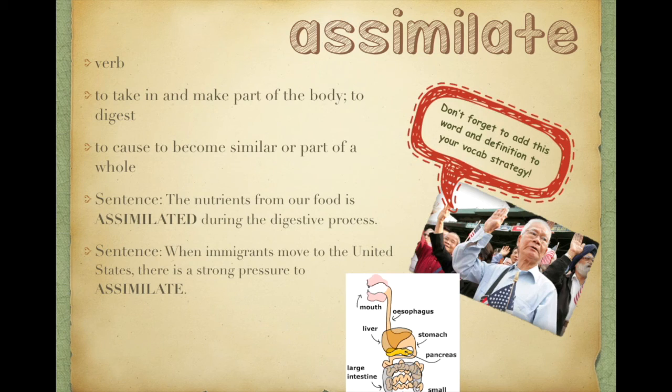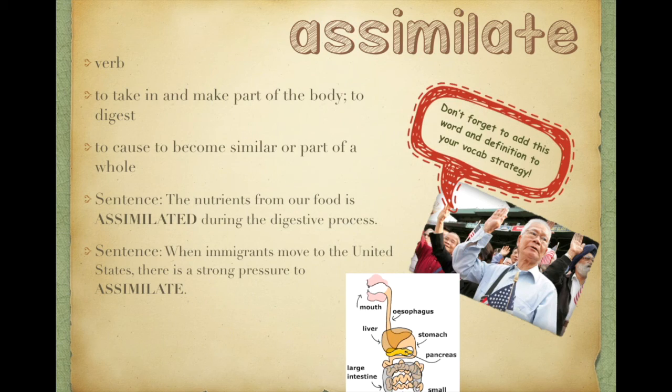If we're looking at that second definition, to cause to become similar or part of a whole, it says when immigrants move to the United States, there's a strong pressure to assimilate or to become a part of the United States and kind of change your culture to match or meet what's happening here. In your workbook it says that America's melting pot society has assimilated cultures from every part of the globe. Don't forget to add this word and definition to your vocab strategy.